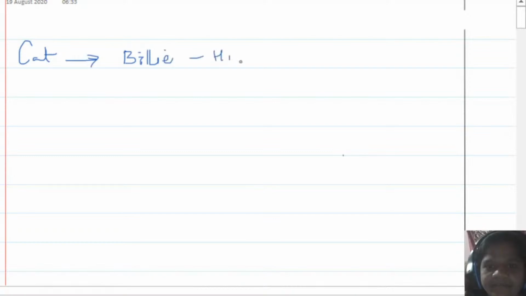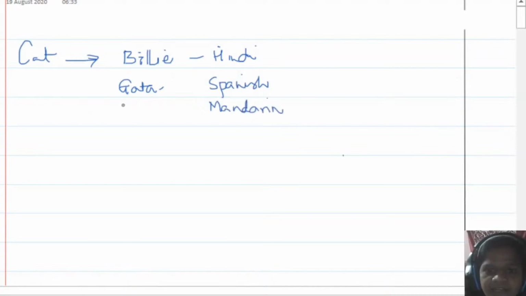Now, what do you call a cat in Hindi? A cat is called Billy in Hindi, right? Now, in Spanish, it is called gata. In Mandarin, or as you call it, Chinese, you call it Mao. So here, different people in different areas are calling the same cat by different names, right?